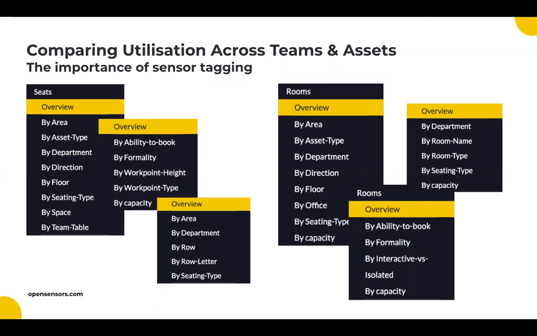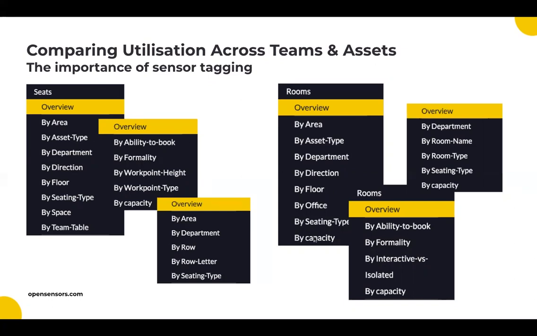Before we get into that, we need to talk very briefly about tagging, which is how all this analysis and comparison is done. So these sensors, which are placed on assets throughout meeting rooms, can all be described or tagged in the system in any number of ways, however you can think to differentiate them from one another. So some clients have area, asset type, direction, department, and then rooms is the same way.